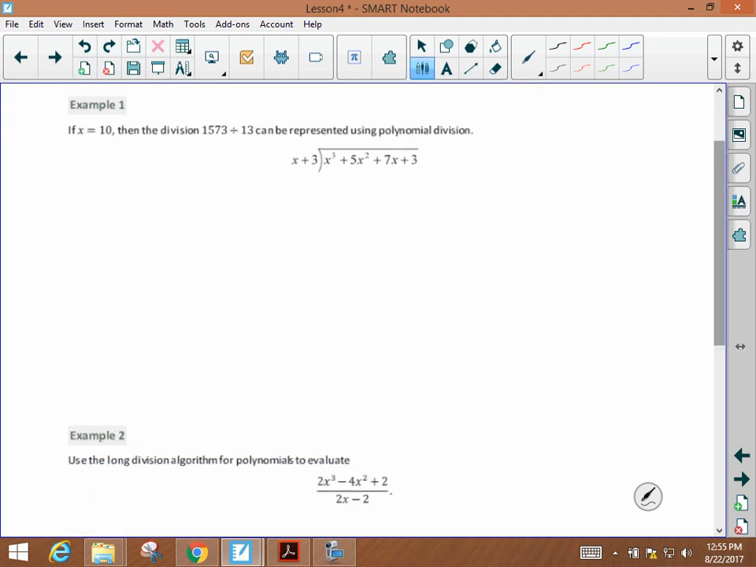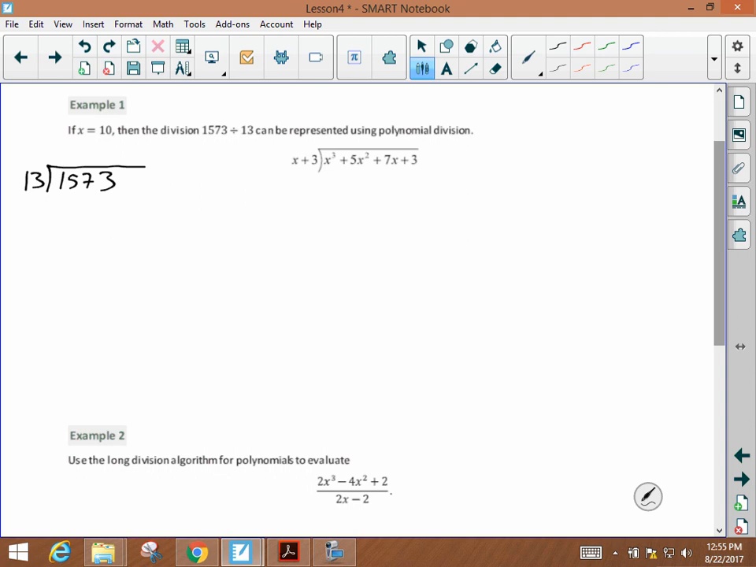Polynomial long division. All right? So the first thing I'm going to do is actually divide 1,573 by 13. Remember how we set that up? We're going to put the number that's being divided, the dividend, underneath our division symbol, and our divisor goes on the outside.